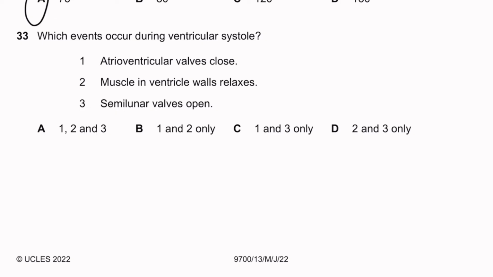Which events occur during ventricular systole? Atrioventricular valves close, muscle in the ventricle walls relax, and semilunar valves open. Okay, yes, during ventricular systole, semilunar valves are going to open. The muscles in the ventricle walls, of course, are not going to relax. They're going to contract, and that's why the semilunar valves will open, because they're pumping blood. And yes, sure, atrioventricular valves will close to avoid the backwards flow of blood to the atria. So I would say it's 1 and 3 only, which is C.